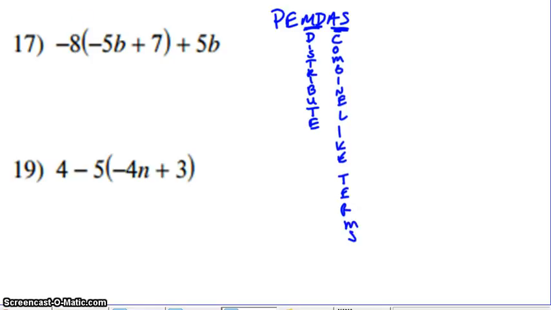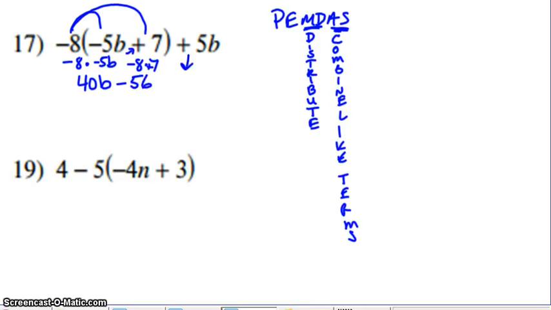Here we're going to distribute this negative 8. So we have negative 8 times negative 5b, and then negative 8 times positive 7. I always take this sign with the number, so I don't get confused later when I write it. Negative 8 times negative 5b is 40b. Negative 8 times 7 is negative 56. And then don't forget about what's left over. We have this 5b over here.